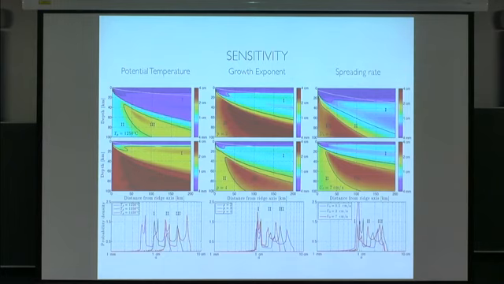And we look at the sensitivity of how this structure changes with potential temperature, grain growth exponent, and spreading rate. Although the actual magnitudes change, so the colours become more blue and yellow, or more yellow and red, it's shown more clearly in the probability distributions across the bottom. So we have log 10 grain size, so 1 millimeter, centimeter, 10 centimeters, in probability density.